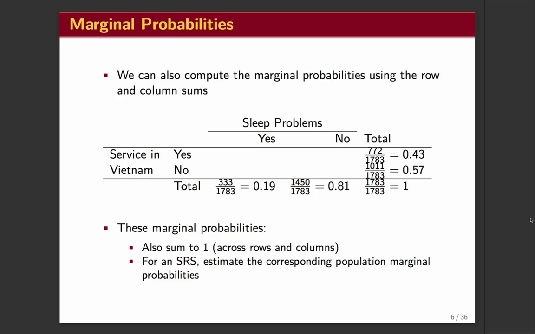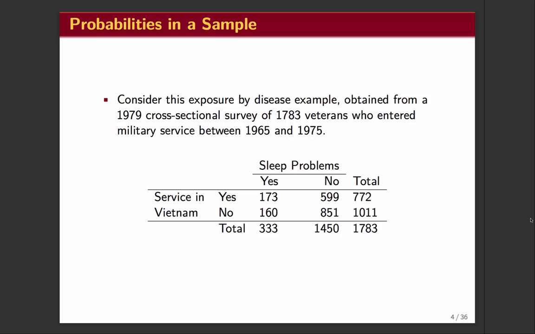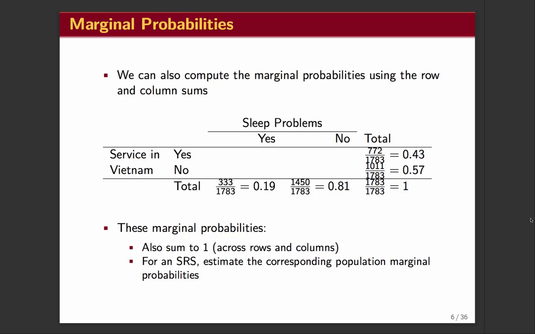So we are dividing by 1783, but we're not doing it within the cells now. We're taking the information we were given on the outside, the totals, and we're dividing that by 1783. So does anyone want to take a shot at interpreting when we're taking 772 divided by 1783 and we get 0.43? What does that 0.43 tell me? Yeah, or 43%. 43% of our population served in Vietnam.